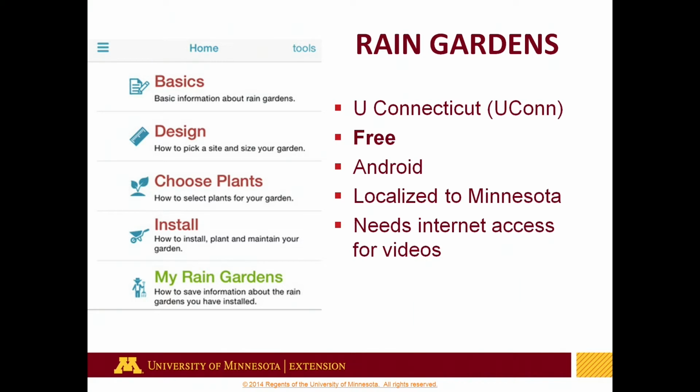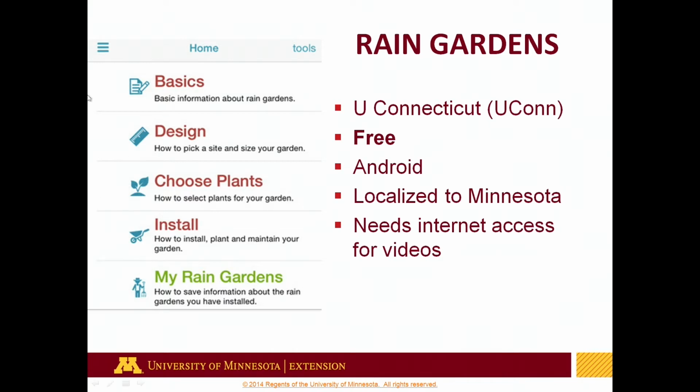Here's an interesting app from University of Connecticut. It's on rain gardens. Connecticut's kind of far away, isn't it? Turns out when they first made that app, it was only targeted to Connecticut, but they opened it up to other states to add information on rain gardens in their states. So the first thing it does now is ask for your state, or actually you pick it out of a list, and Minnesota is one of the states on that list. So you can localize it to Minnesota.